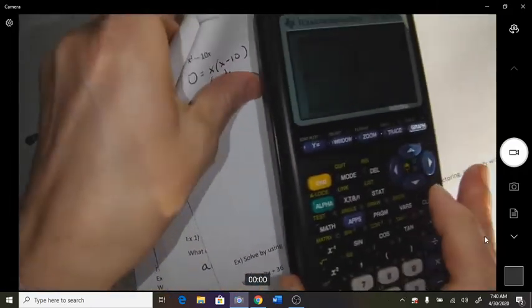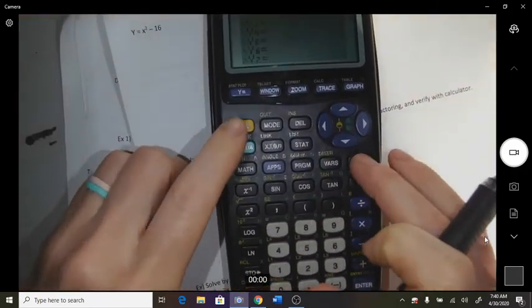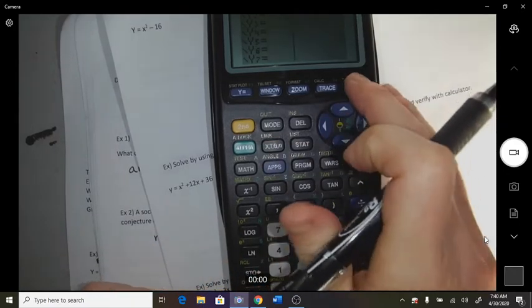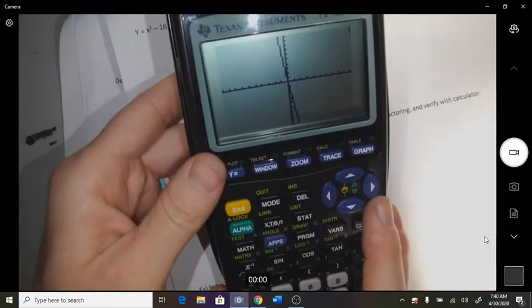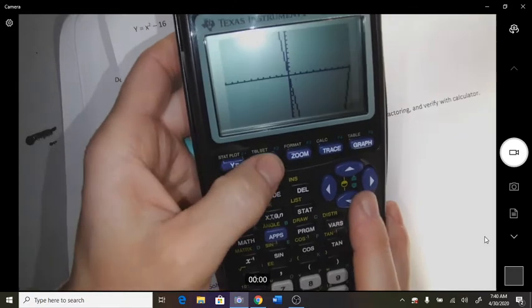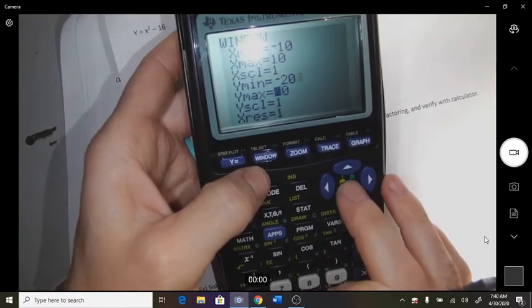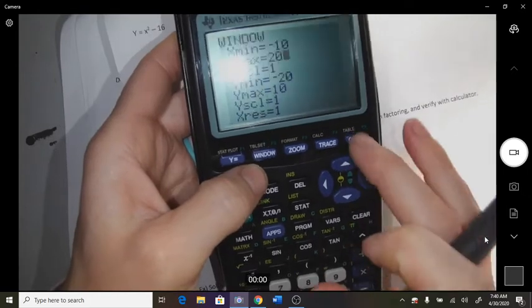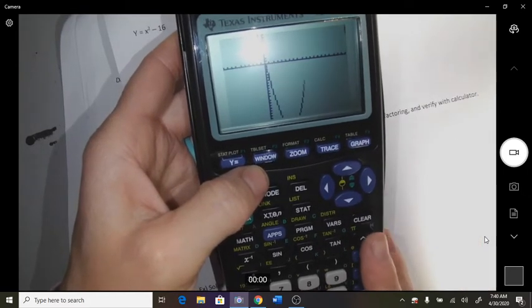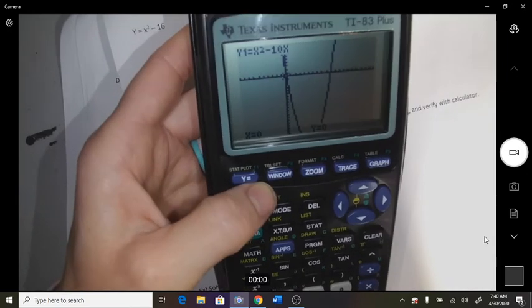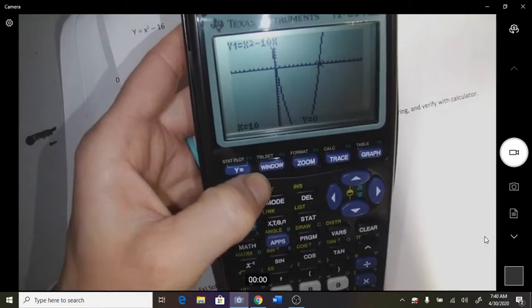Okay, and you can verify that on your calculator. So x squared minus 10x. I'm just going to increase my window a little bit so you can see. If I trace 0, it's crossing, and at 10.